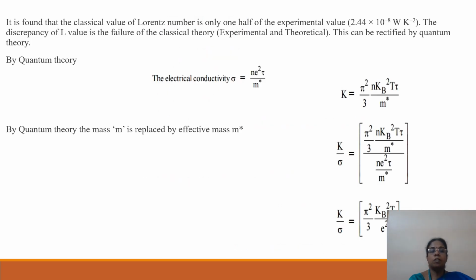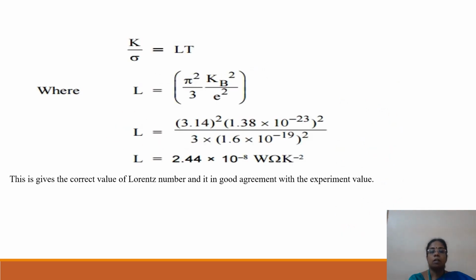Whereas in the quantum theory, the value is different, because the electrons move in a periodic potential. So m should be replaced by m*. Then you will get exactly the L value, 2.44 × 10^-8 watt ohm per Kelvin square. There the Lorentz number is not 3/2 (kB by e) the whole squared, it is π²/3 (kB by e) the whole squared. This is again a drawback of classical free electron theory.